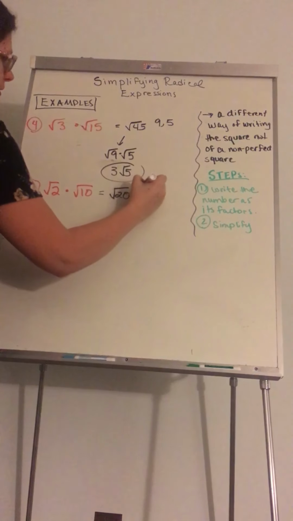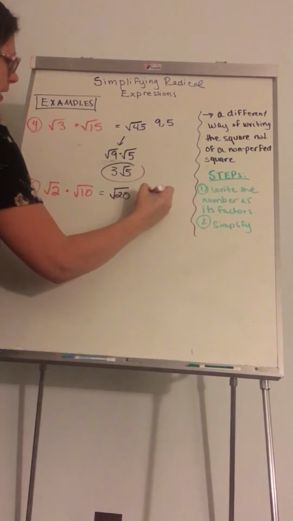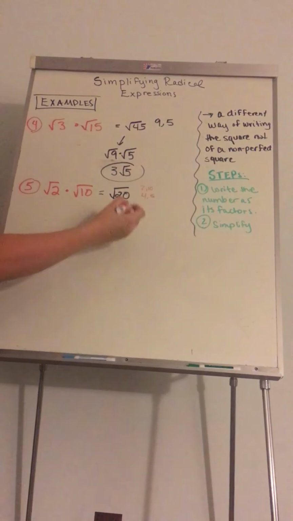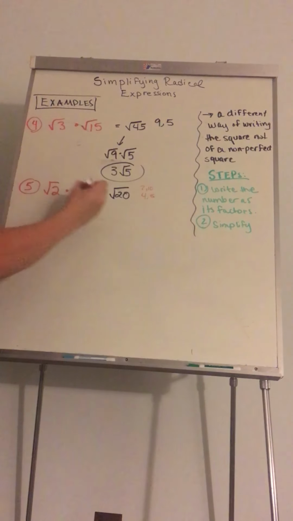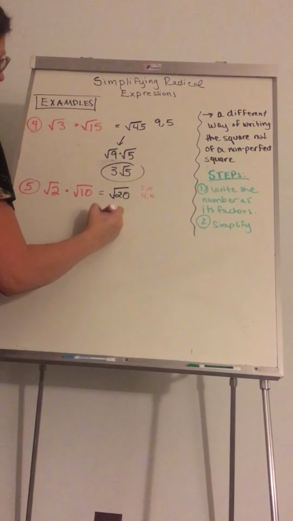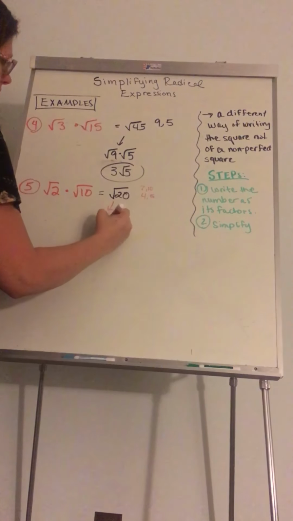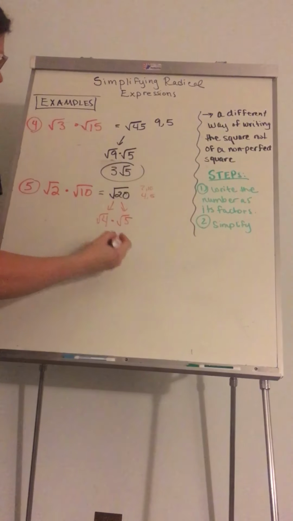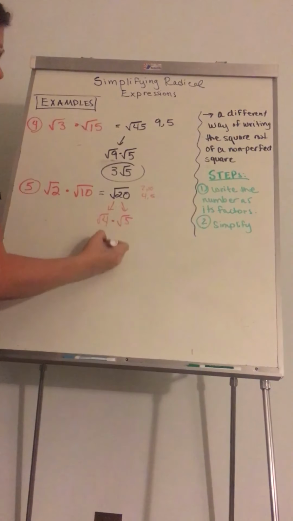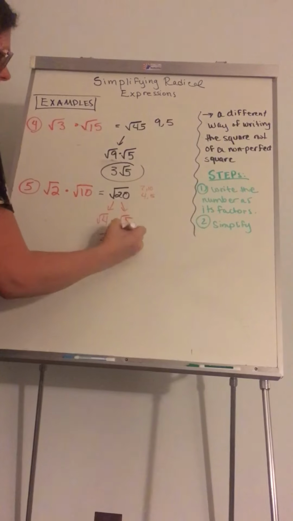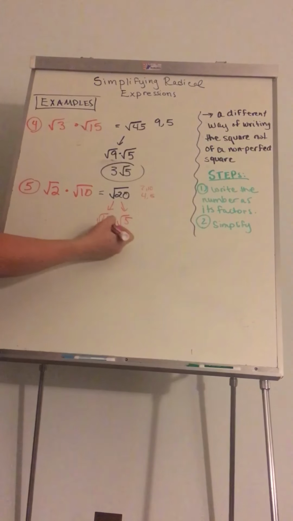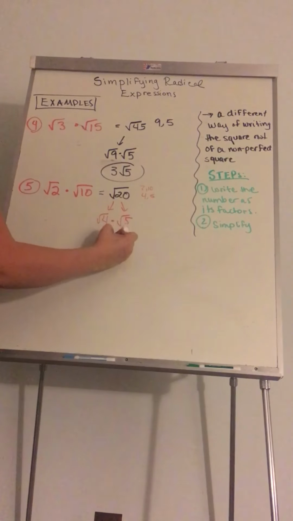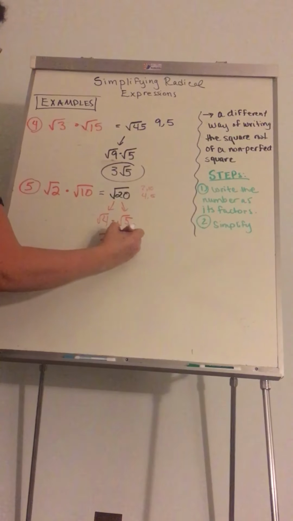I list them out. I've got 2 and 10, I've got 4 and 5. 2 and 10 are not perfect squares. 4 is a perfect square, so I'm going to use that. So I've got the square root of 4 times the square root of 5. Then the square root of 4 simplifies to 2, and I drop down the square root of 5 because it's a prime number. It's going to be 2 times the square root of 5.